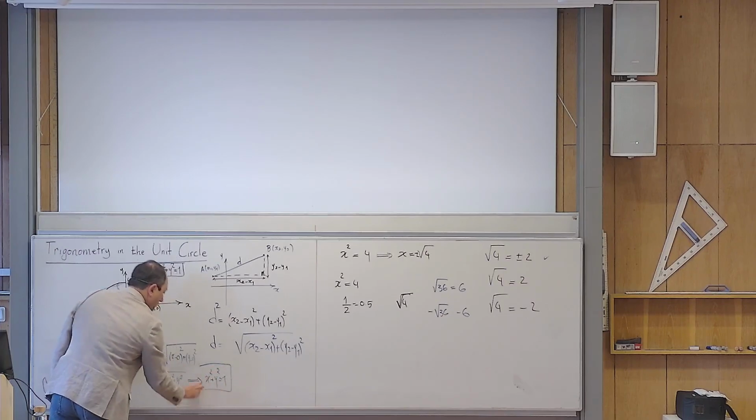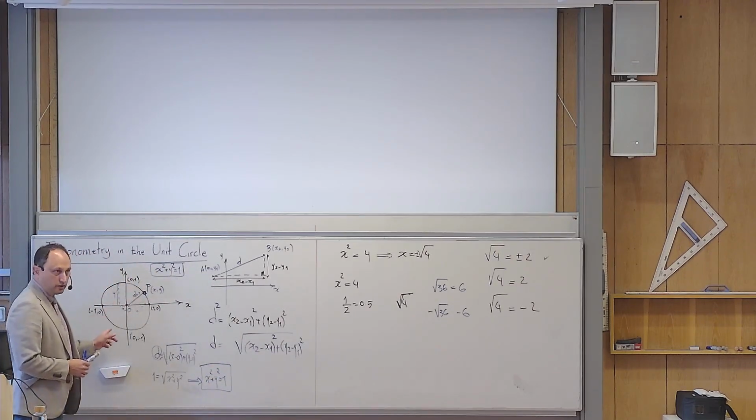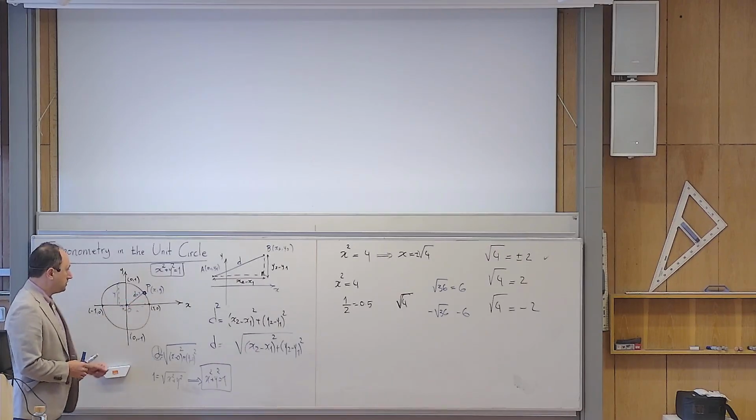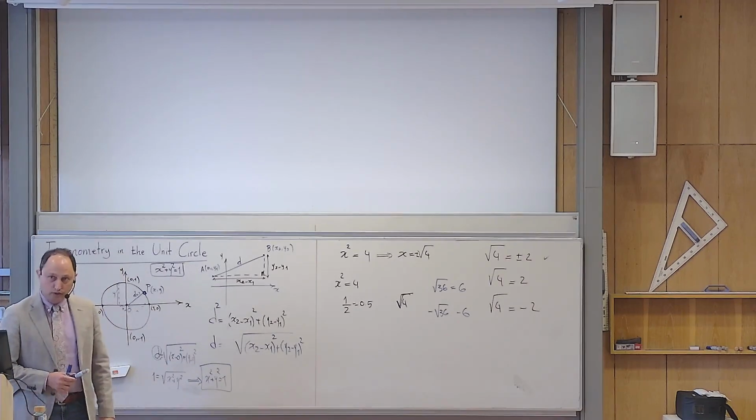I want you to know that whenever you have a point on the unit circle, the coordinates of that point satisfy this very simple equation, x squared plus y squared is equal to 1.